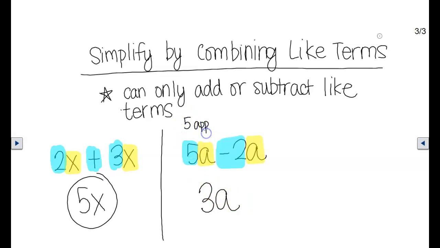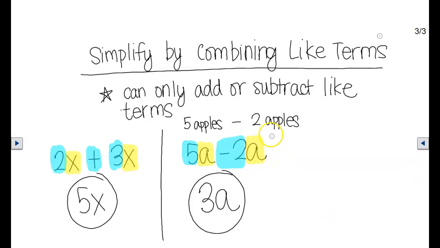When they asked you questions like, you have 5 apples and somebody takes away 2 of your apples, how many apples remain? So 5 apples minus 2 apples is 3 apples. That's what that problem is saying. So we can add or subtract like terms, and notice what that allows us to do. It allows us to make things simpler by combining terms and making them into one.